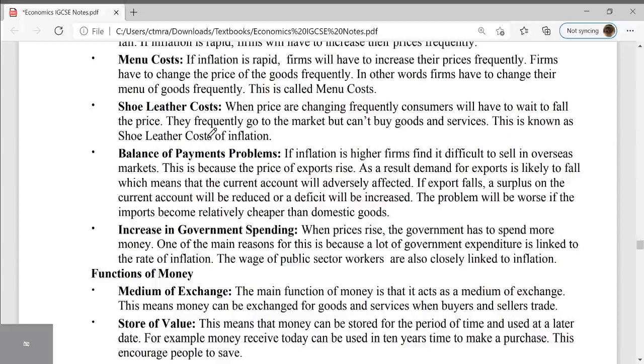Okay, then balance of payment problem. So if inflation rises, the price of the local goods and services that we export will suffer. If inflation is higher, firms find it difficult to sell in overseas markets. This is because the price of export rises. As a result, demand for export is likely to fall, which means that the current account will be adversely affected. If export falls, a surplus on the current account will be reduced, or a deficit will be increased. The problem will be worse if the imports become relatively cheaper than domestic goods. Okay, so there are serious consequences on balance of payment.